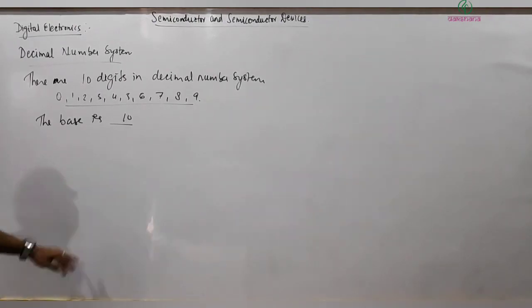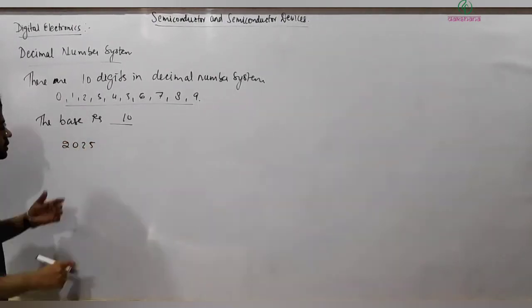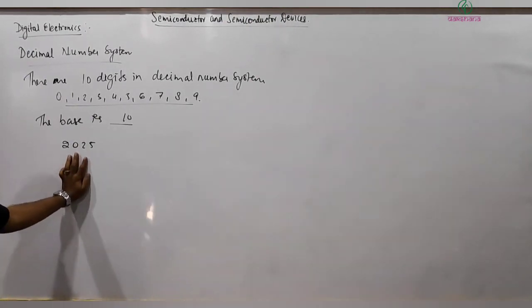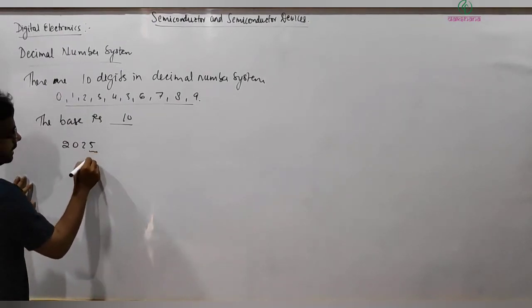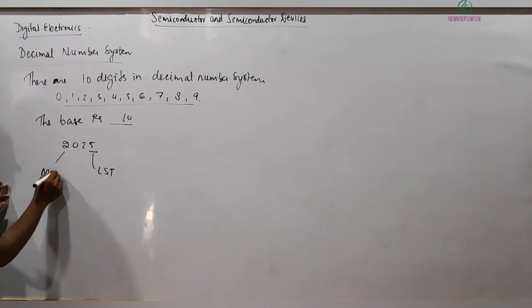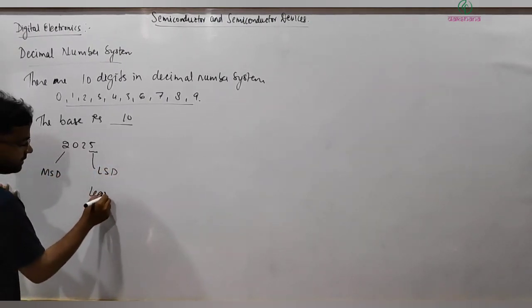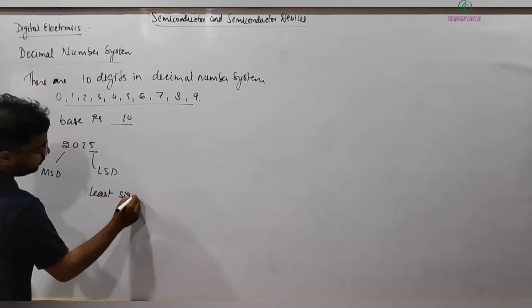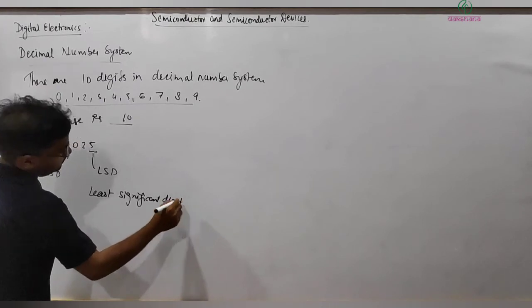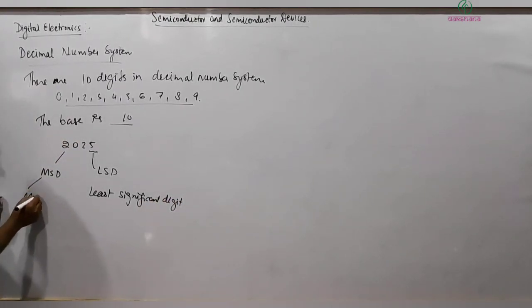So if I am writing, let's say, 2025, this is a number in the decimal system, and here this is the LSD and this is the MSD. LSD means least significant digit, and MSD means most significant digit.